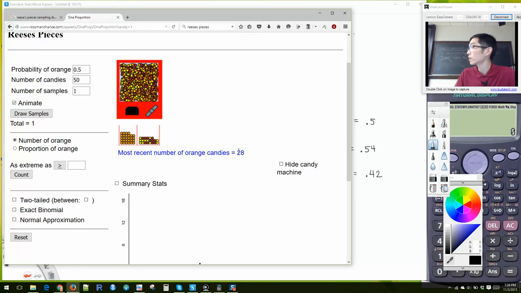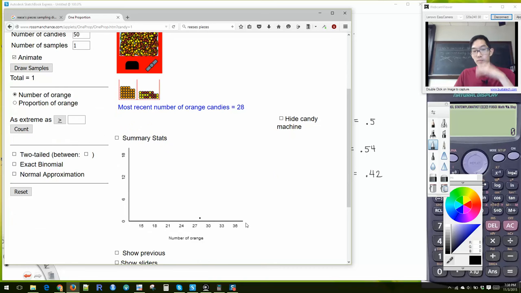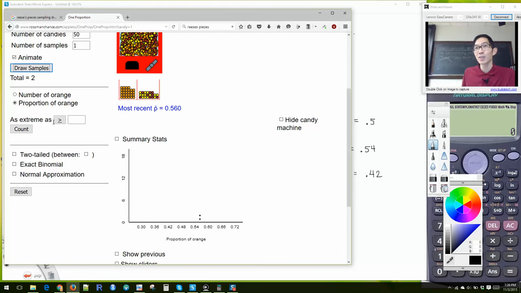And so in this case, we drew 50 candies, and the number of orange candies was 28. Okay? And so 28 divided by 50 is, we're going to change this to proportion, it's 56%. And so we're going to build up a little dot plot, and we're going to put a little dot at 0.56 for 56%. Is that okay? All right, and then we can do this again. So it spins around and around. For those of you who aren't familiar, Reese's Pieces look just like M&M's, except they have peanut butter on the inside.